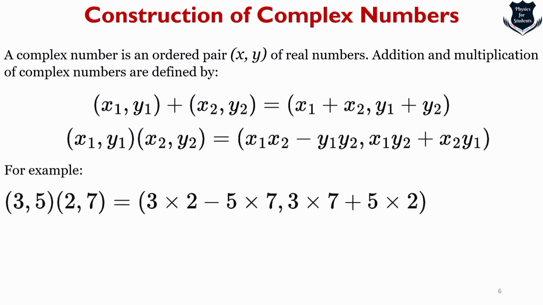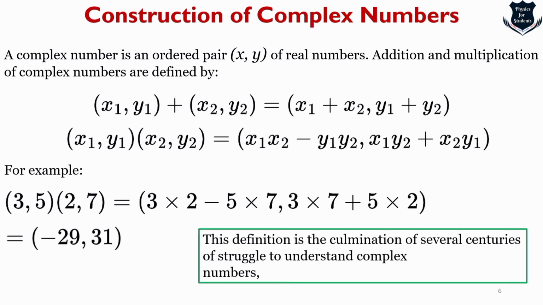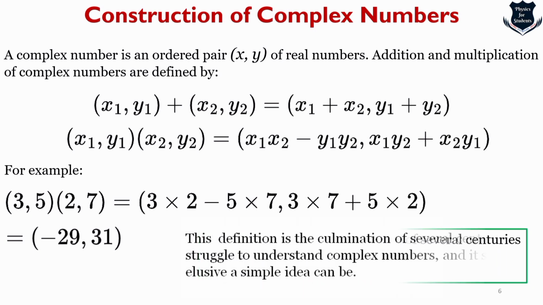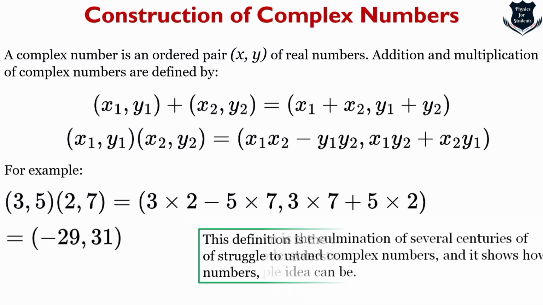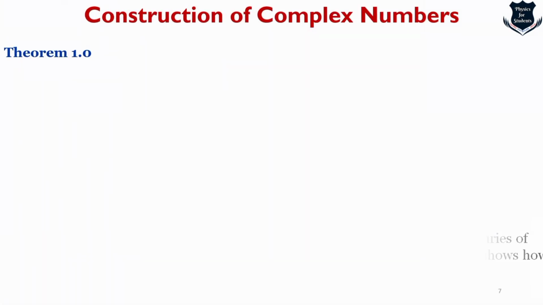So for example, I can take numerics like 3, 5, 2 and 7 and do it and get the value of something like minus 29 and 31. It's pretty simple. Now the question is that this definition, which is the culmination of several centuries of struggle and effort to complex numbers, shows how elusive a simple idea can be.